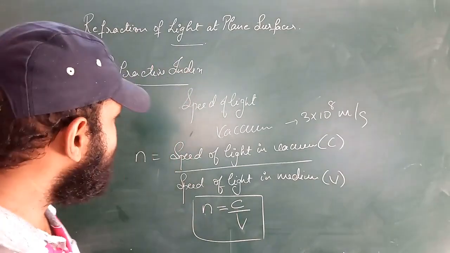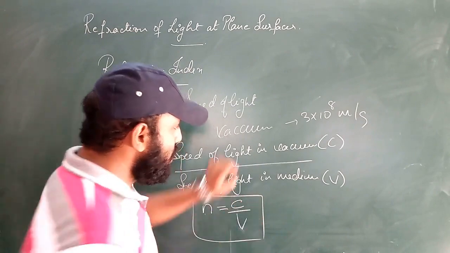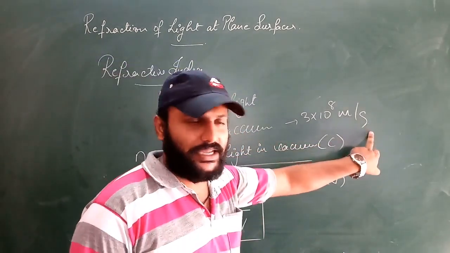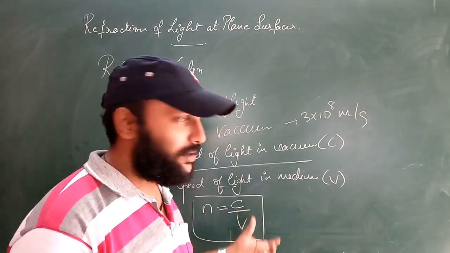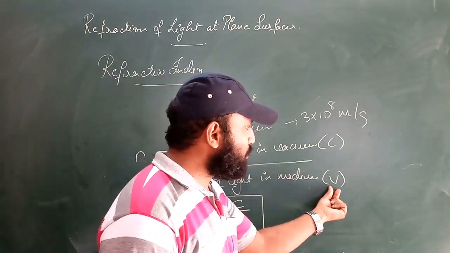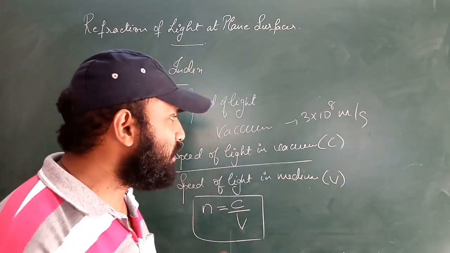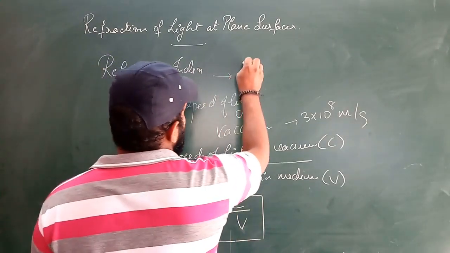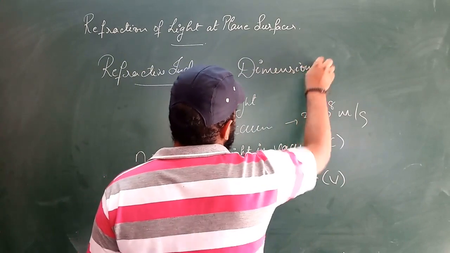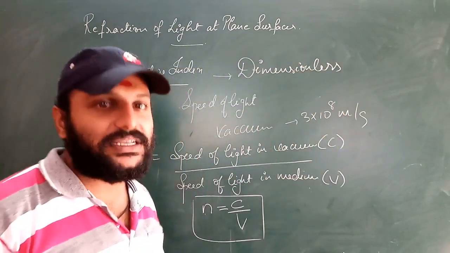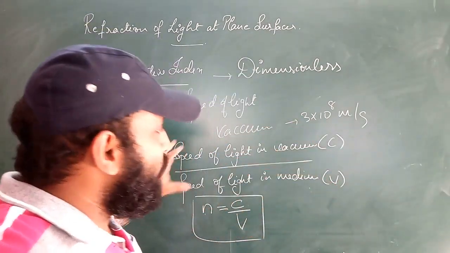Now what is the unit for refractive index? If you observe, c means the speed of light in vacuum, meter per second. v is the speed of light in medium. Both are speeds only, so here also meter per second, here also meter per second. What will happen? They get cancelled. So what we can say is that refractive index is a dimensionless quantity, because it is a ratio. It is a ratio of the speed of light in vacuum to the speed of light in medium.